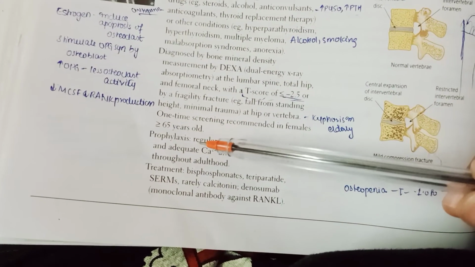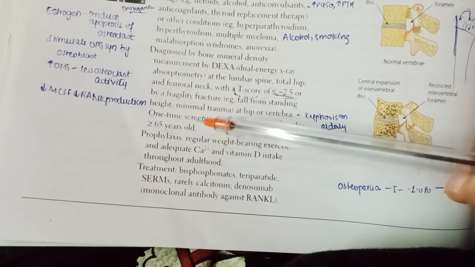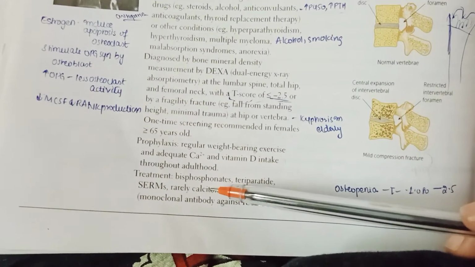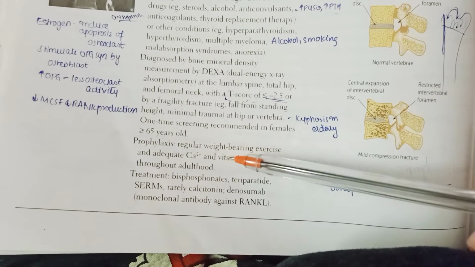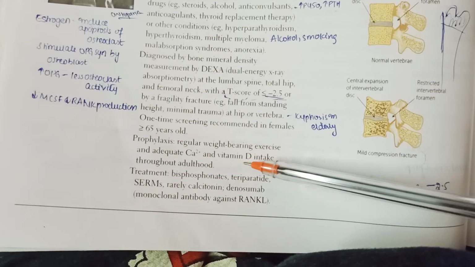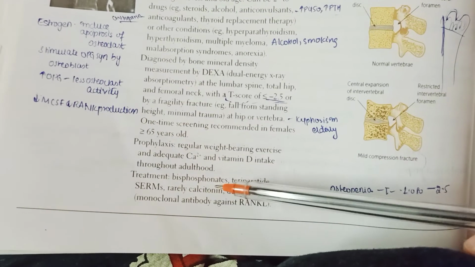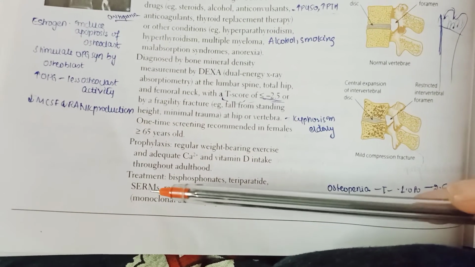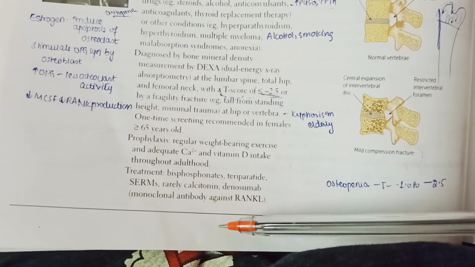So it's advisable for every female who is greater than 65 years old to have a one-time screening DEXA scan for osteoporosis. Prophylaxis is regular weight-bearing exercise and adequate calcium and vitamin D intake through adulthood. Treatment can be bisphosphonates, teriparatide, which is a low amount of parathyroid hormone, SERMs, rarely calcitonin, and denosumab.